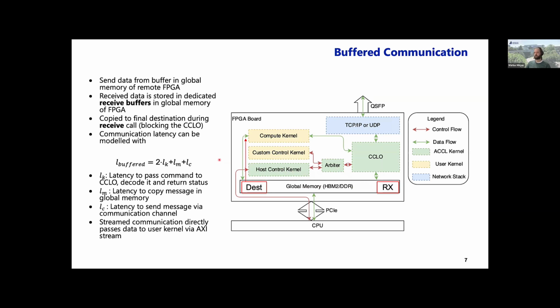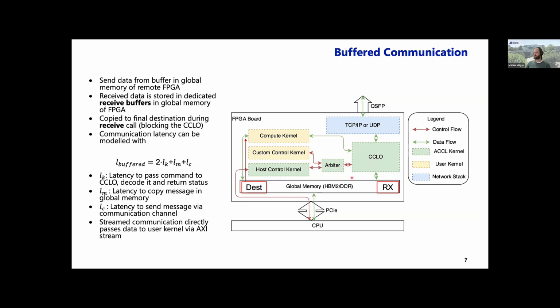So this altogether leads to the following quite simple communication latency model that consists of 2 times the latency to execute the host control kernel, or basically the latency that's required to pass a command to the CCLO, then the latency to copy the message in global memory, and the general network latency.